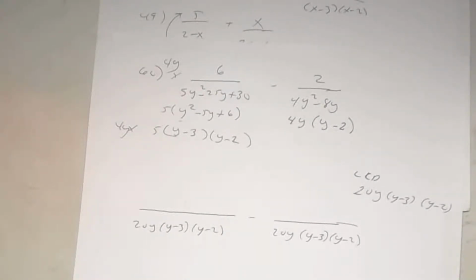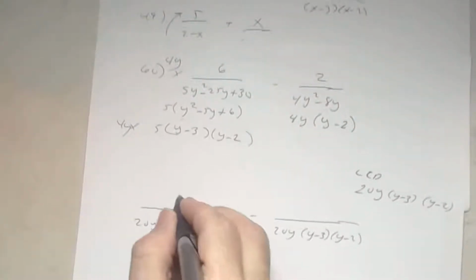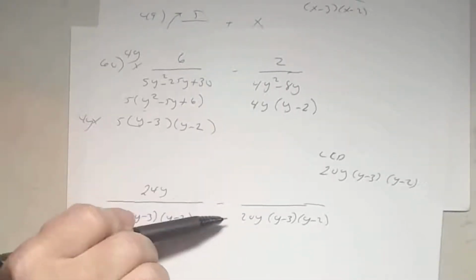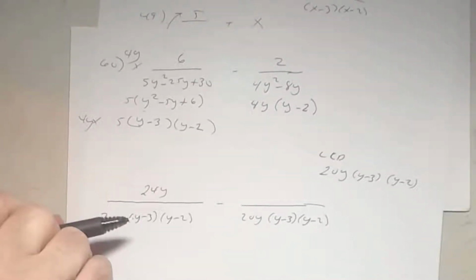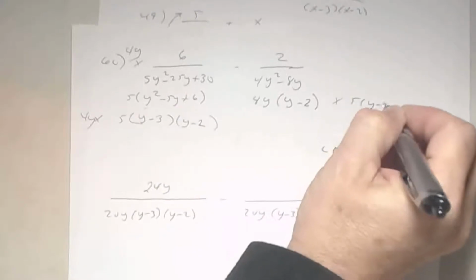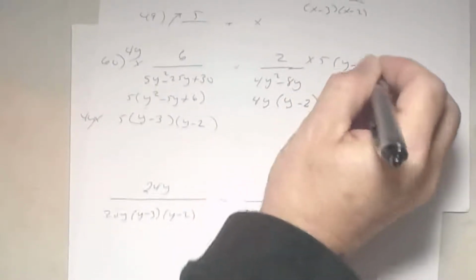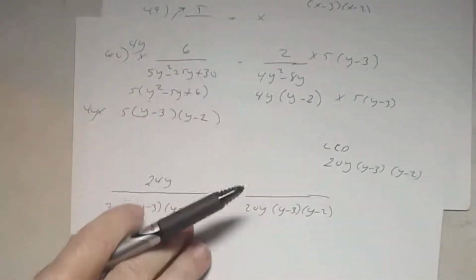All right, so I did the denominator, and now I have to do the numerator. What's going to be the numerator? 4y times 6, so 24y. Now let's look at the next one. I have a 4, I need a 20, so I multiply by 5. I have a y and a y minus 2, so what's missing? y minus 3. So 4y times 5 times y minus 3. Y'all agree with what I just did? Okay.